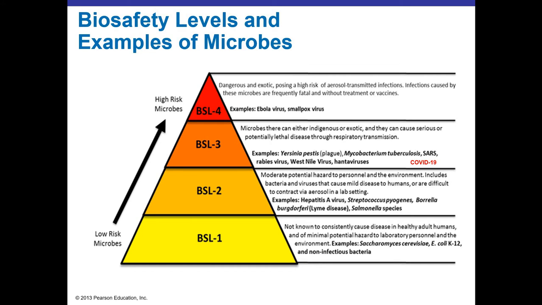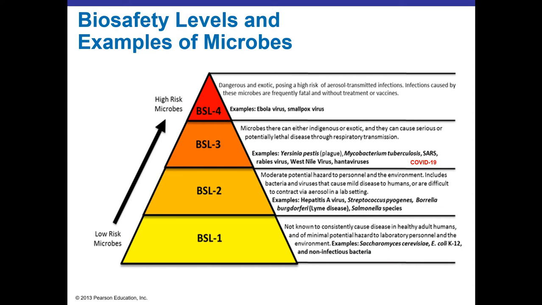In the lab, even in teaching labs, we are considered a BSL-2 facility, and we have to wear personal protection because this includes things that could cause mild disease, but they aren't likely to be aerosolized, and so it's not likely that you're just going to inhale them to contract them. So things like hepatitis A, Streptococcus pyogenes, causative agent of strep throat, Borrelia burgdorferi, causative agent of Lyme's disease, Salmonella. These are all examples of organisms and viruses that you may have heard of that would be considered a BSL-2 level.